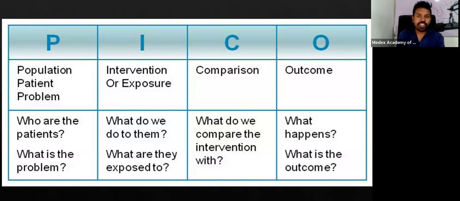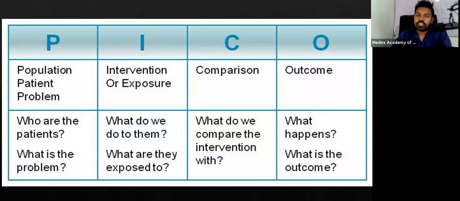Right. Then who are the patients or the population? Who are the patients? What's the problem? What we do to them is the intervention. And what they are exposed to is another kind of intervention. For example, if they are exposed to something like cigarette smoking, that is the exposure. What can happen to patients? Or an intervention, an interventional study, so something has been done. Right. Then comparison: what do we compare the intervention with? Then the outcome. Clear? No issue.